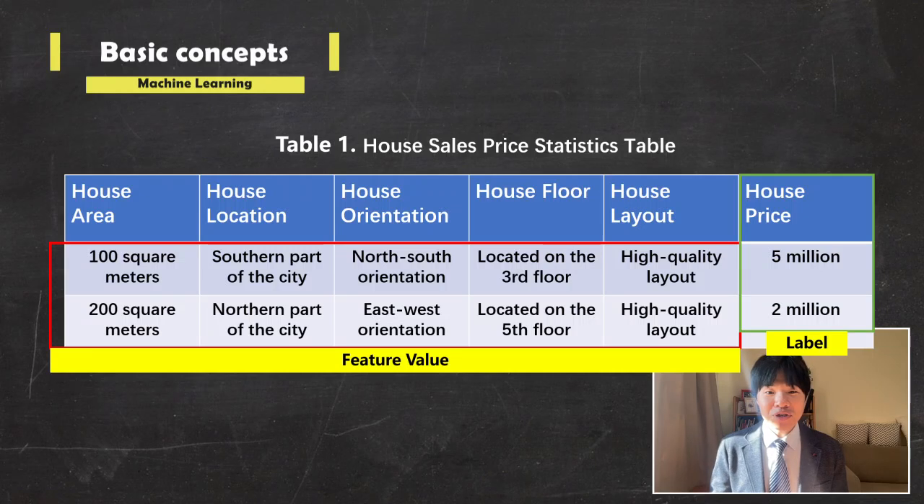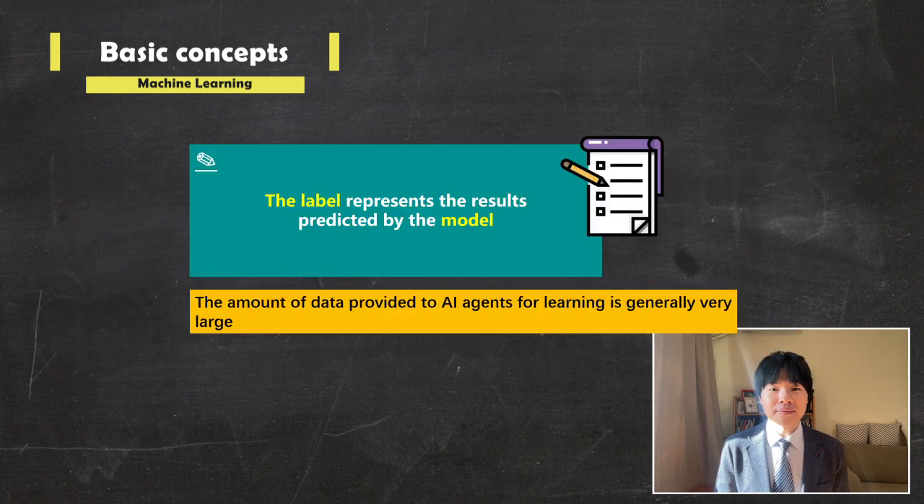The model we aim to generate in the future is one that can predict house prices. The value of the house price is called the label of the data. This is the third part of the data, labels, which represent the result predicted by the model. The labels are very important because they guide the learning of AI agents.